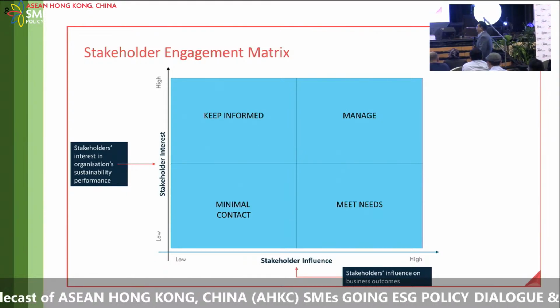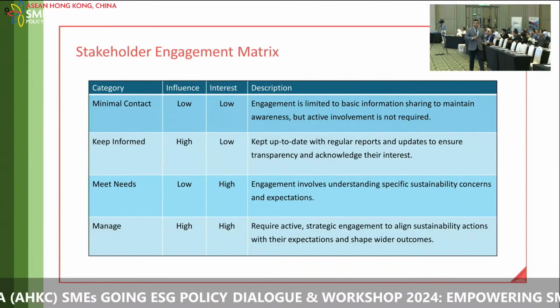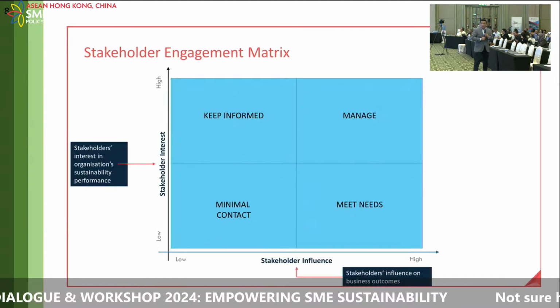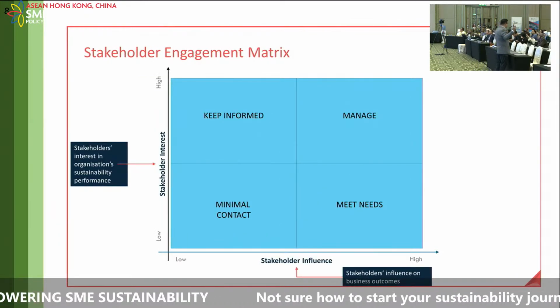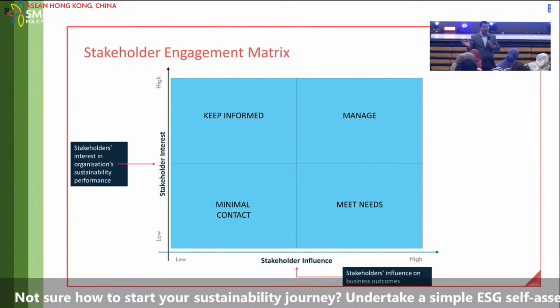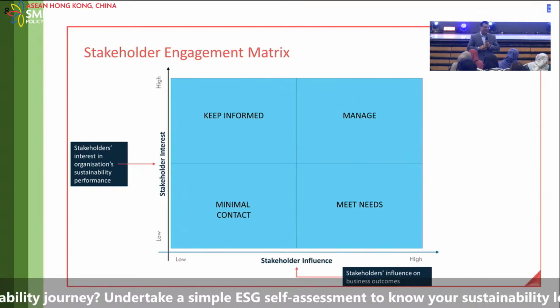Okay, next one. Meet needs, meaning low influence but high interest. Okay, guys, so basically it's the opposite of the earlier one. Very high impact, or slightly high impact, middle to high impact on our business, but really not bothered about sustainability.